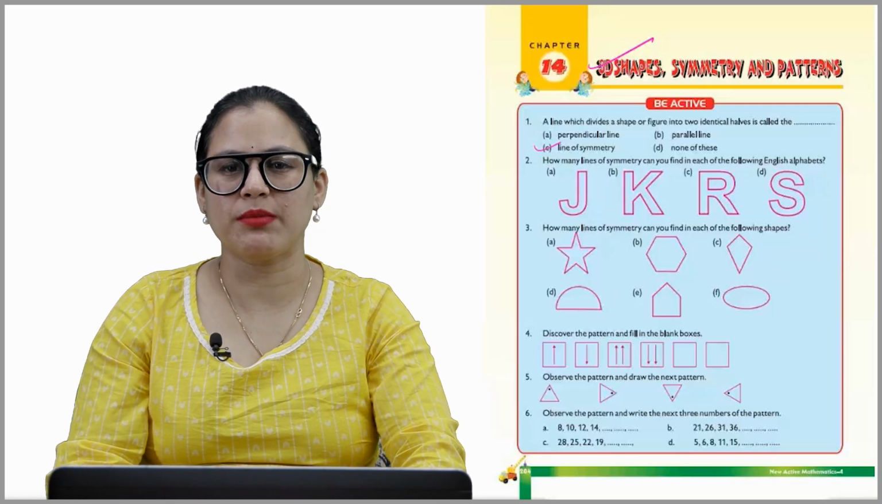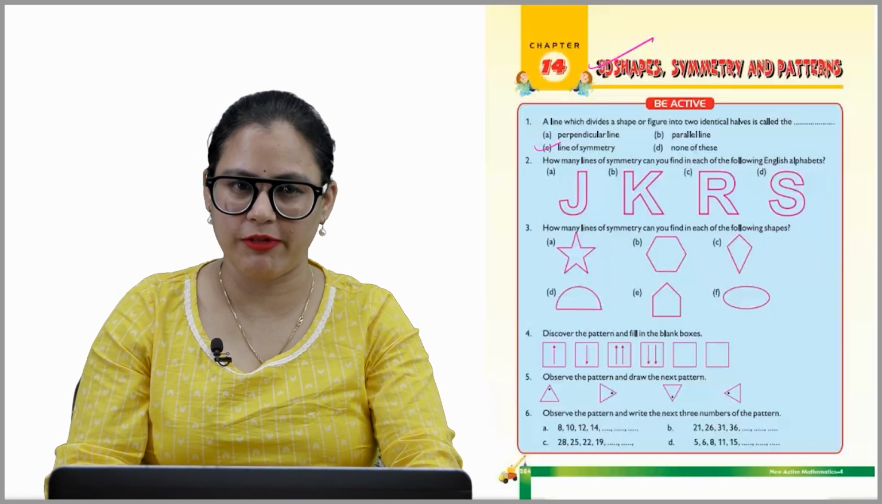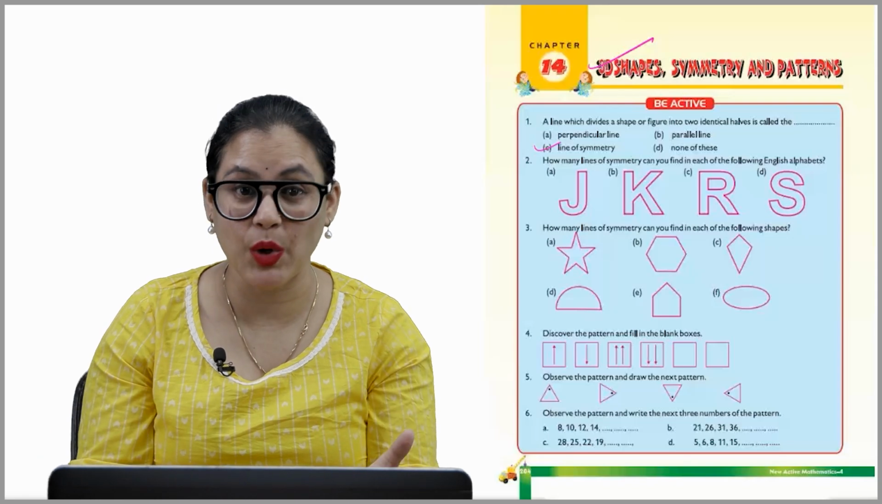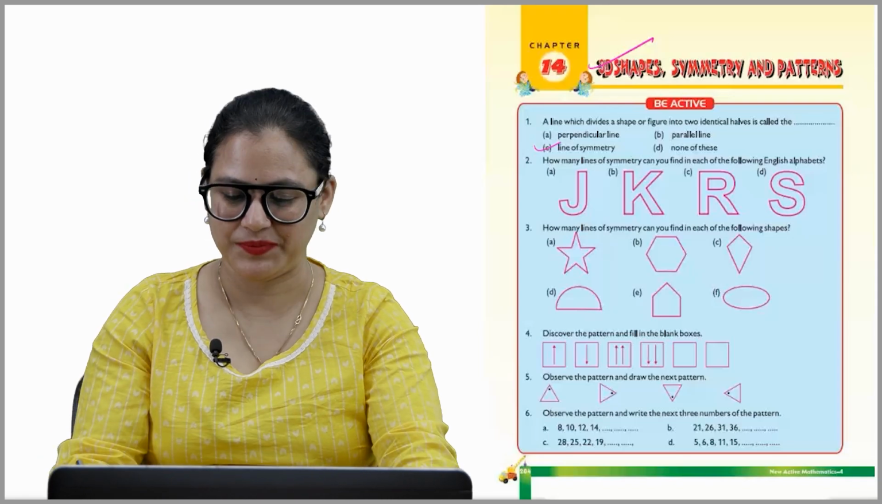Number 2, how many lines of symmetry can you find in each of the following English alphabet? Draw and find how many lines of symmetry there are, okay?